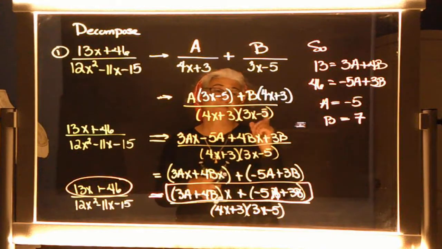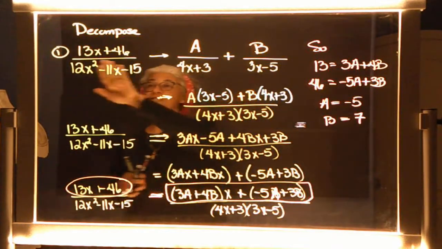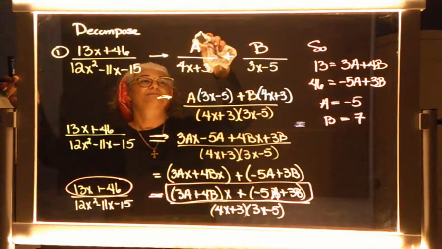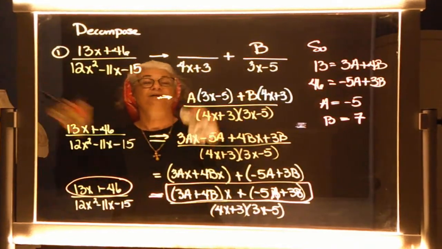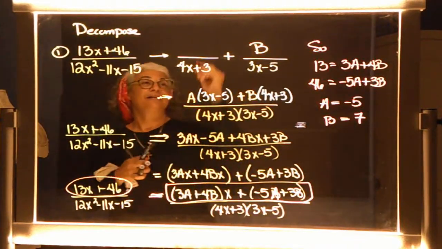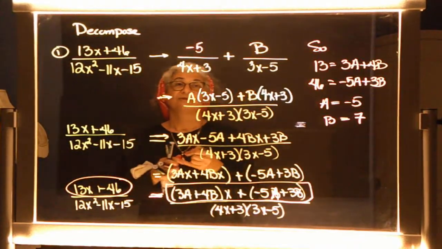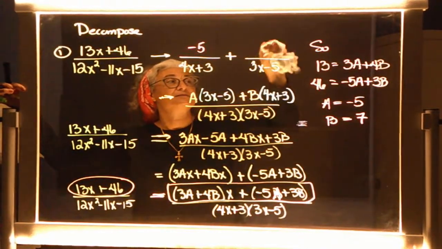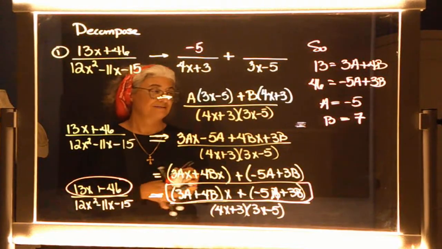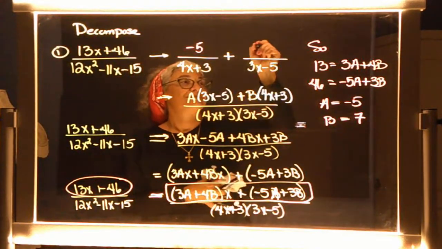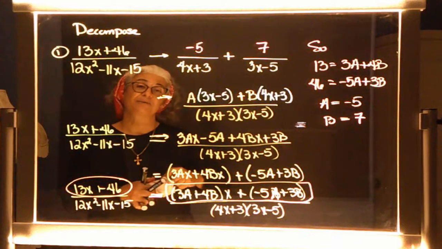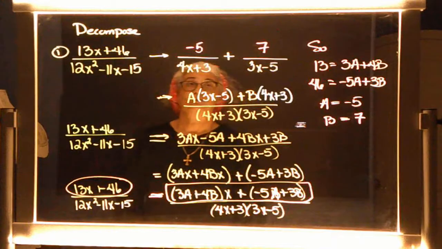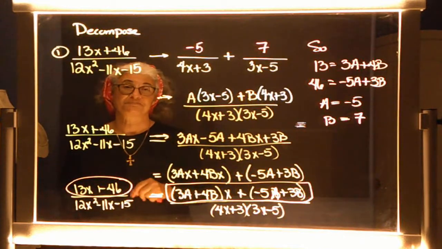Which tells me this, that the original fraction decomposed to -5 over 4x plus 3 plus -7 over 3x minus 5. Those were the original two fractions that were added together to make up this one.